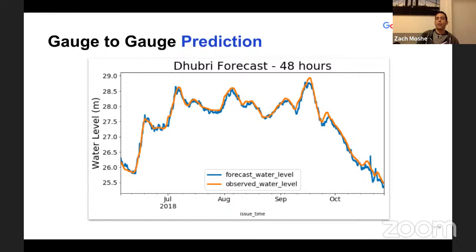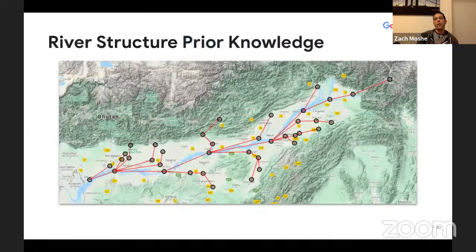And what we're trying to do now is basically to expand our models to more gauges that are not only downstream and not only Debris, which is a fairly easy gauge to forecast. And for that, we chose to take advantage of the prior knowledge that we have about the river. And we basically want to leverage the river structure.